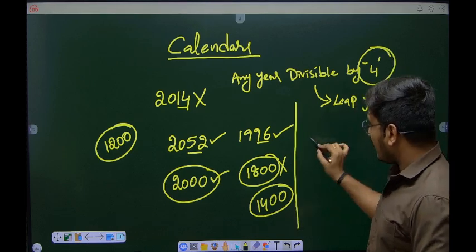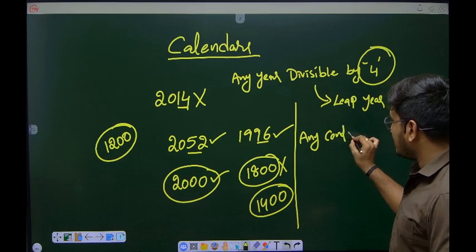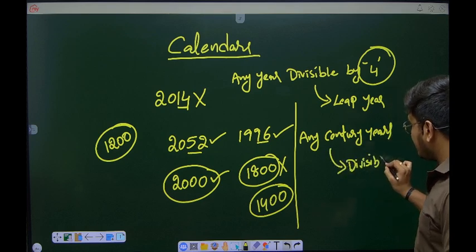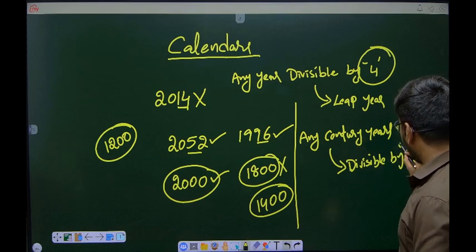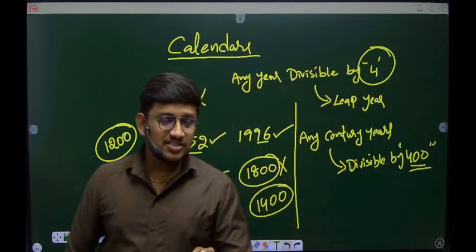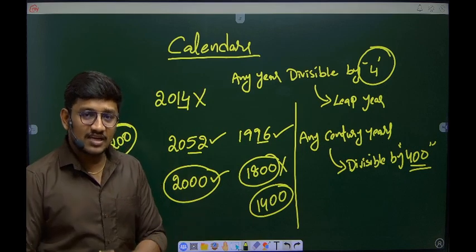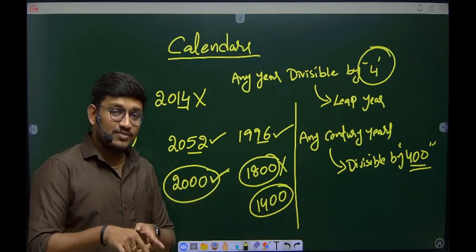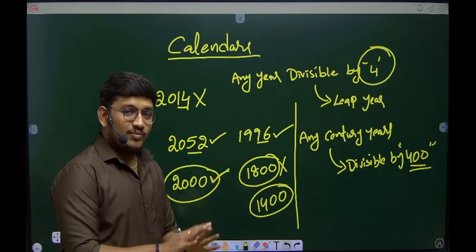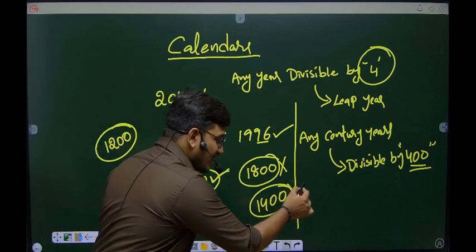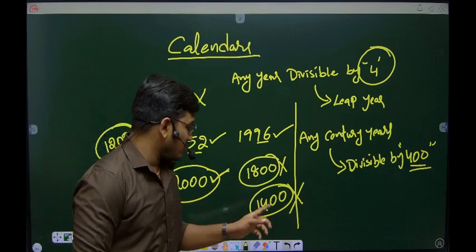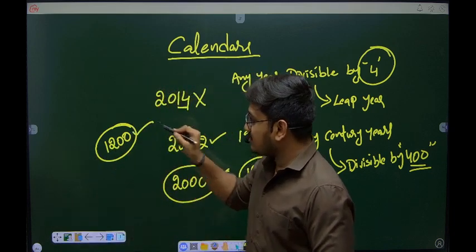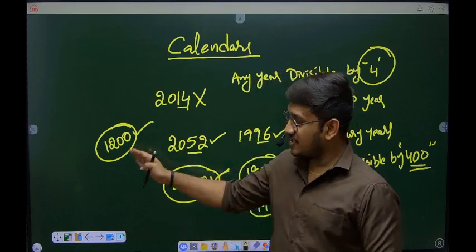Remember, any century year should be divisible by 400. Any century year which is divisible by 400 will only then be considered a century leap year. Now, 2000 I consider a leap year because 2000 is exactly divisible by 400. 1800 is not a leap year because it is not divisible by 400. Even 1400 is not a century leap year because 1400 is also not divisible by 400. What about 1200? 1200 is exactly divisible by 400, so we consider it a century leap year.